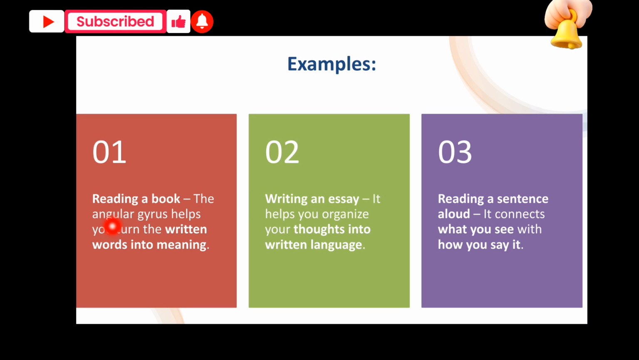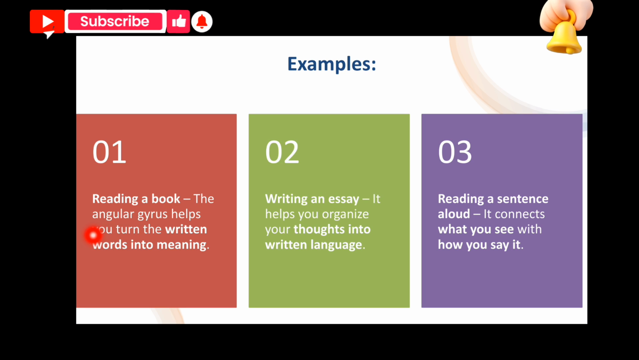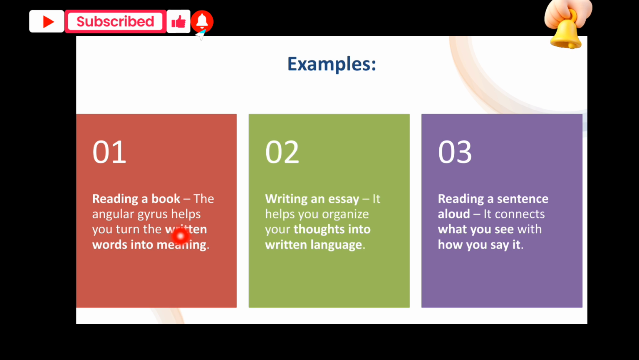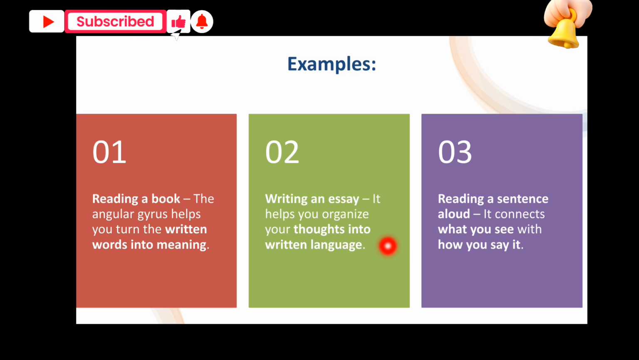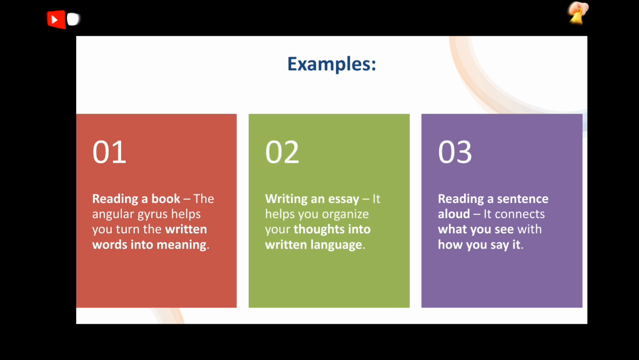Examples: reading a book. The angular gyrus helps you turn the written words into meaning. Writing an essay, it helps you organize your thoughts into written language. And reading a sentence aloud, it connects what you see with how you say it. So this is also important.